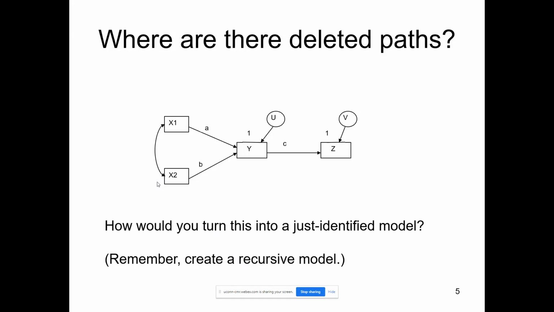Technically, any model that has feedback loops is non-recursive. So if I had Z predicts X2, that would now be a non-recursive model. When I create the just identified model, it's clear that the pathways need to go from X1 and X2 to Z, not from Z to X1 and X2, because that would turn it into a non-recursive model. We haven't talked about those yet, but there are more complications when we estimate non-recursive models, and that model wouldn't be identified, even though it would have 0 degrees of freedom. So we're always going to turn these into recursive models.